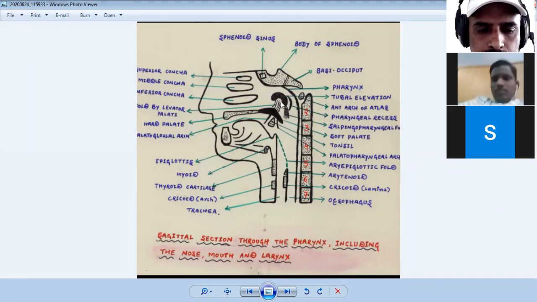and the tubal elevation. Where it opens, there is an elevated part, the tubal elevation. Then the salpingopharyngeal fold is there. Then we have the roof and posterior wall.